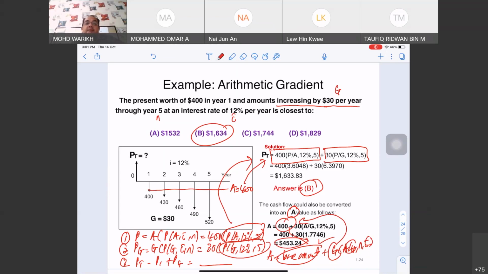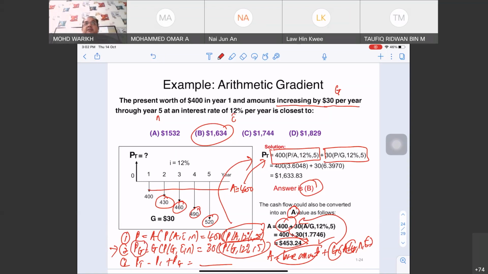Any question? Doctor, the A value is for what? The base amount plus the gradient. Apa dia? Tak faham. Arithmetic is about the increase every year. How much money is the increase? That means 30 ringgit. That means starting from year 2, 30 ringgit. So this one is arithmetic. If it is arithmetic, you just use this formula, PG.